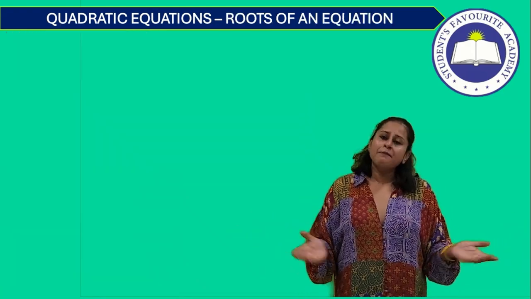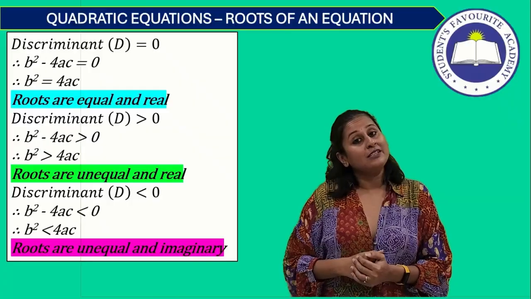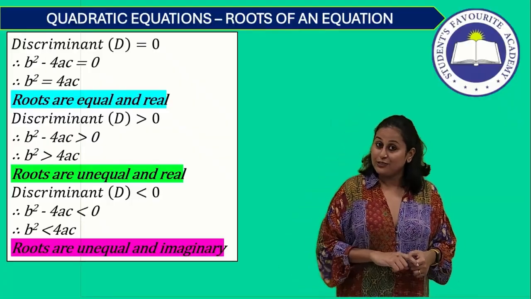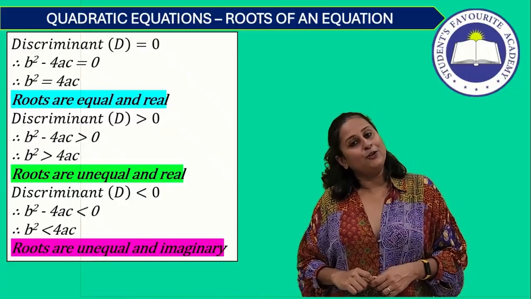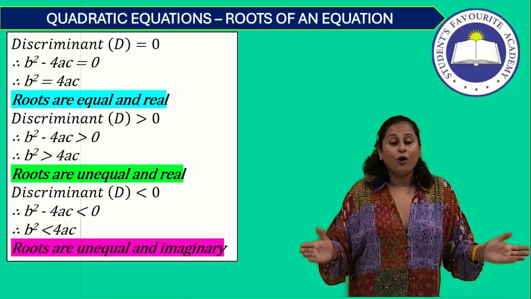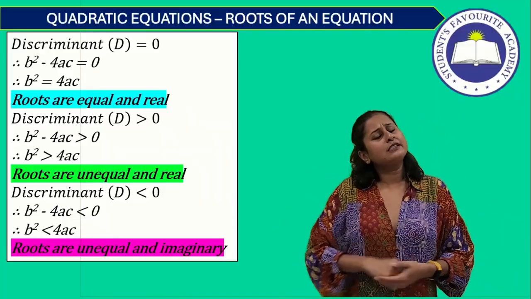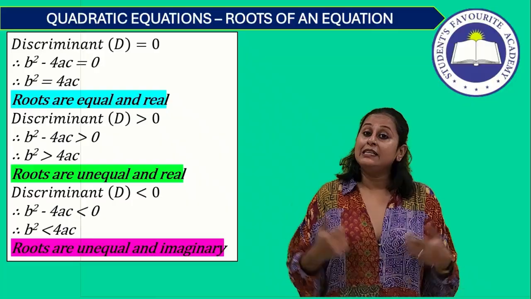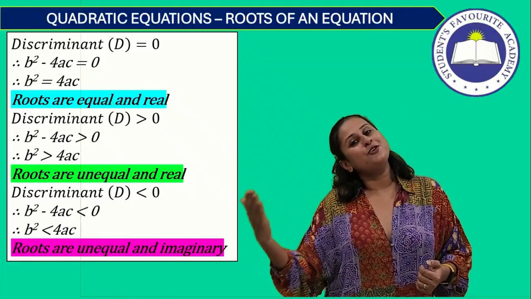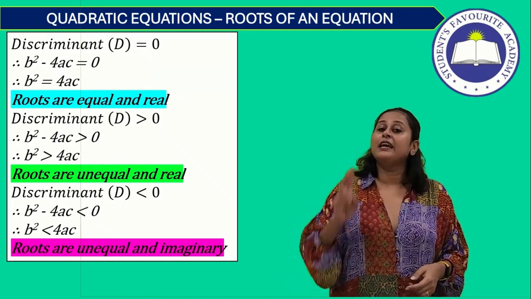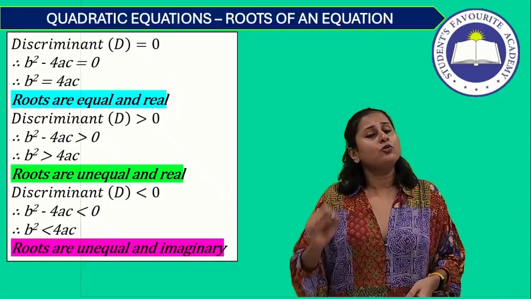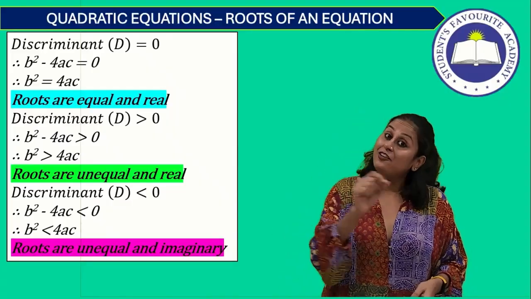Let us do a quick recap. What will be the nature of the roots in different scenarios? If discriminant b square minus 4ac is equal to 0, then square root of 0 is 0. In that case, we say that the roots are equal, or there is only one root. If your discriminant b square minus 4ac is greater than 0, this happens when b square is greater than 4 into a into c. In these cases, we get two roots, and those two roots are different and they are real. That means two unique roots which are real numbers.